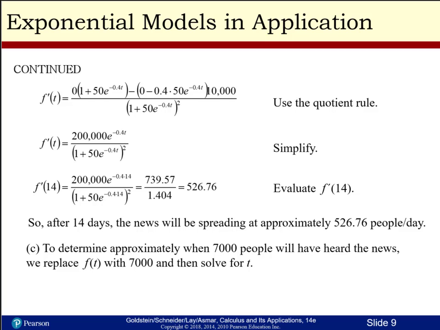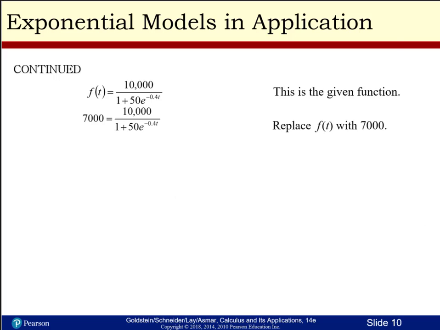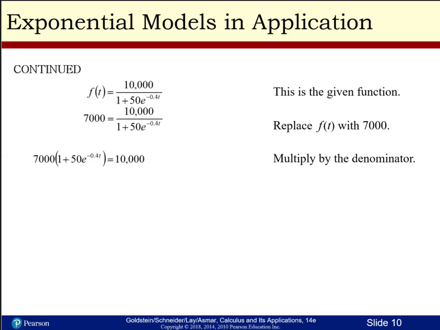In the C question, we need to determine approximately when 7,000 people will have heard the news. So this is just an algebra question. We're going to replace f of t with 7,000 and solve for t. So straight up algebra here, just simplifying and solving for t.